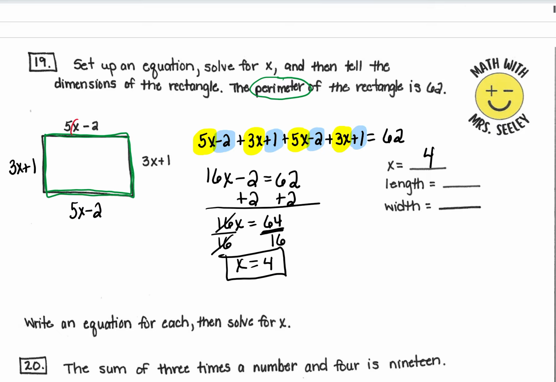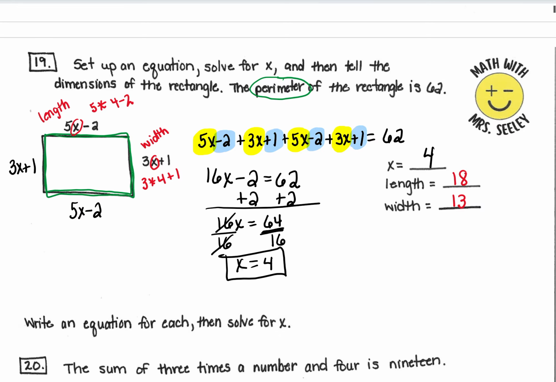He has a house right here. And I call that length, but it's not a terrible big deal if you want that to be the width. You just got to get the dimensions, which are length and width. So here, let him live in this house. And so I'm going to say 5 times x, which is 4, minus 2. So 20 minus 2 is 18 for the length. And then here, 3 times 4 plus 1, which is 12 plus 1, which is 13.